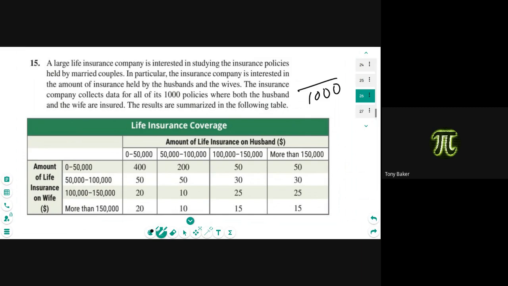What's the probability that the wife will have between 100,000 and 150,000? So we're going to add 100 to 150,000, right? So that's the 20, the 10, the 25, and the 25. Wife, so it's those. So in this case, it'd be 80 over 1,000 or 8%.